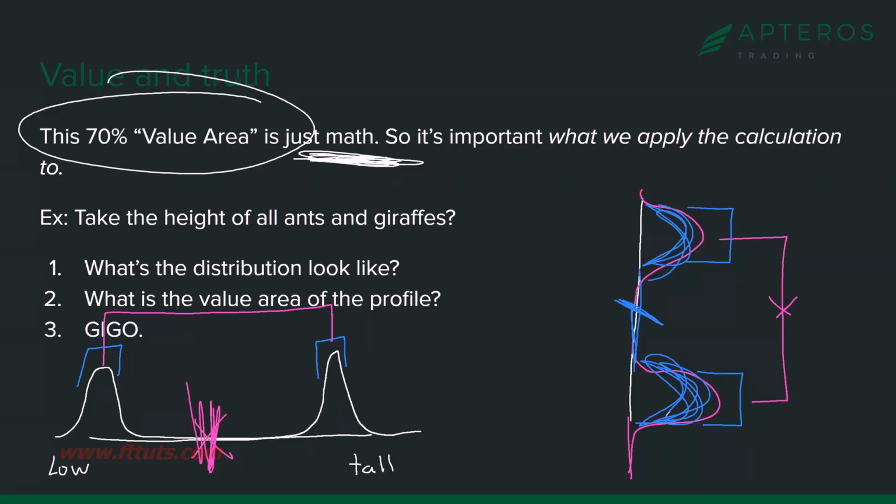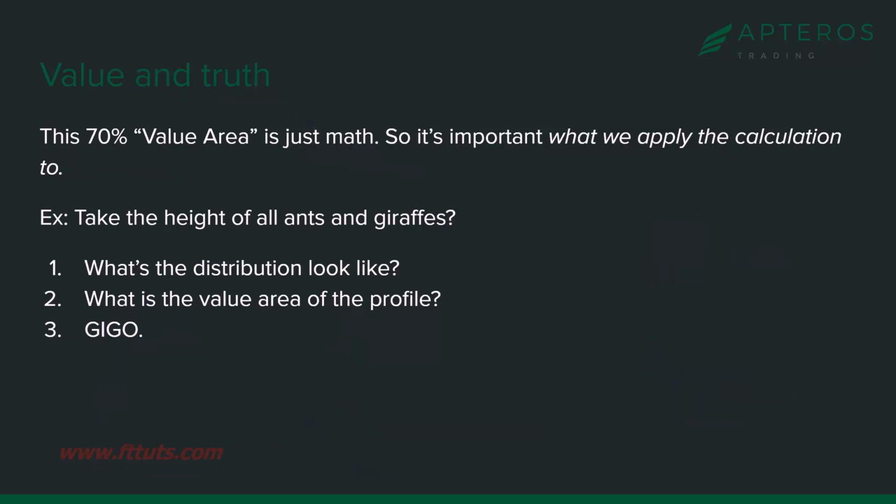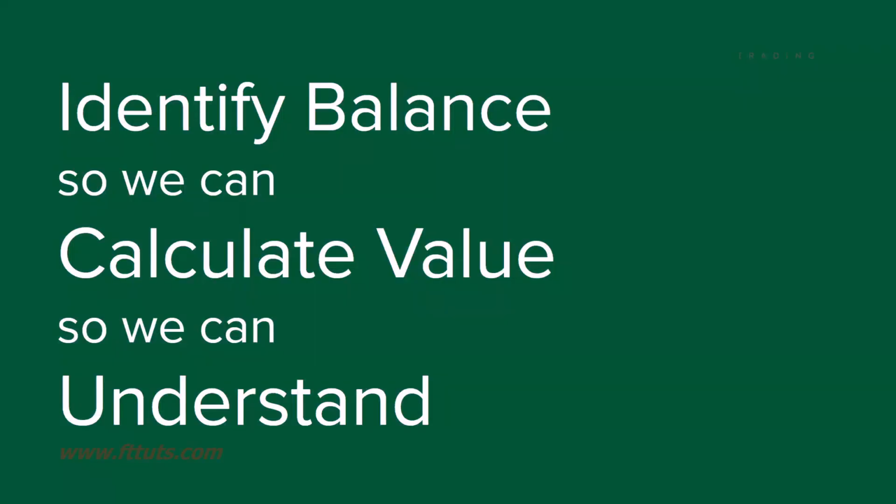What matters here is that you learn the concept I'm trying to teach: it's important that you find balance first and foremost. And then if you've got that, you can find the value area of a single distribution, not multiple distributions within the same time frame. That value area becomes worthless. Identify balance so we can calculate value so we can better understand.